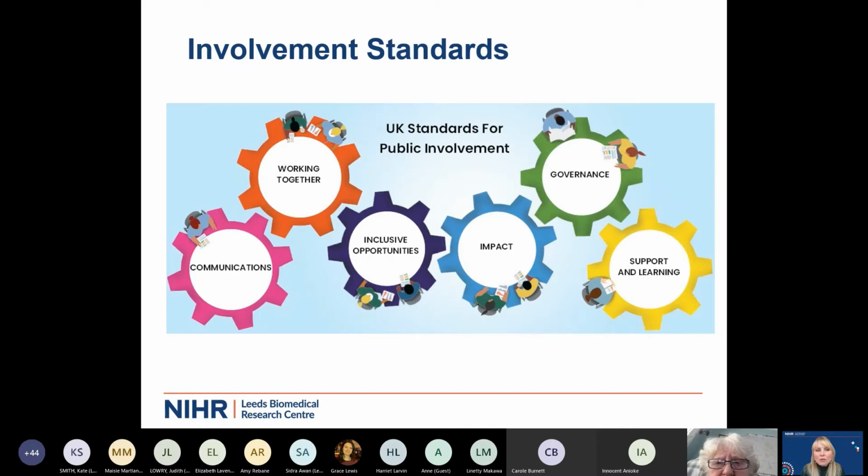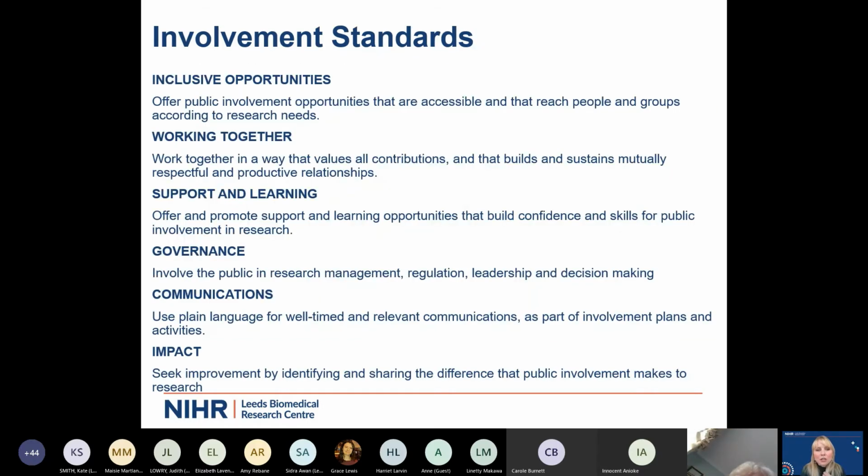Now, next we're going to move on to the involvement standards, which were developed by Involve, who were the umbrella organisation for patient involvement. These were developed in partnership with members of the public and with PPI managers from across the country. And these are a framework for what good involvement looks like, with some key areas that you should be thinking about that are designed to encourage learning and reflection.